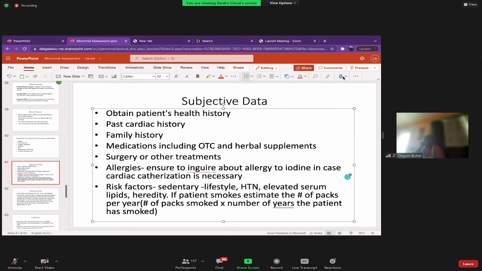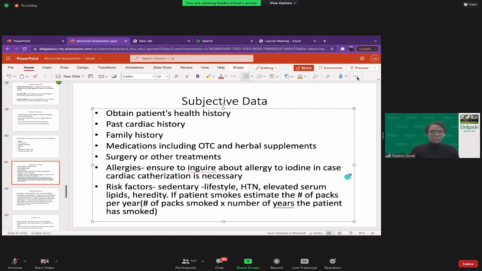All right. So you want to ask them about drug use. Ask them about any allergies, because if they have to go for cardiac catheterization, we need to know if they're allergic to iodine. Evaluate those risk factors, and then if they smoke, we have a little how to determine how many packs per year.